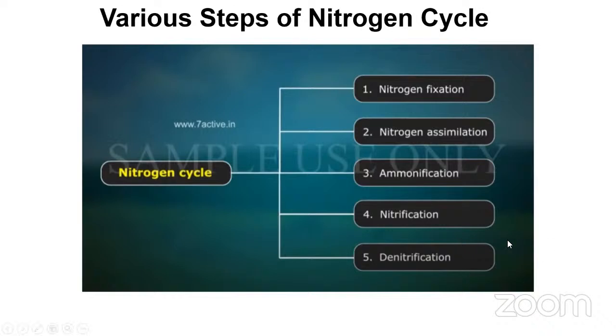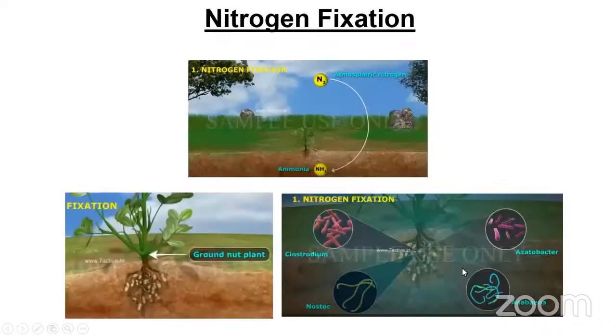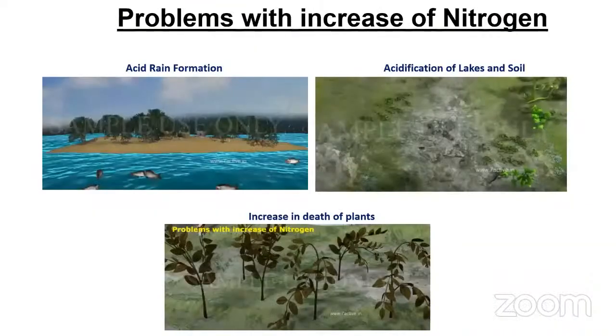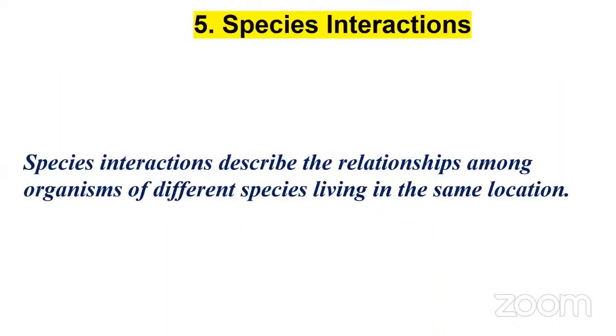This role is played by denitrifying bacteria. Some of the examples which we saw: Thiobacillus denitrificans, Pseudomonas denitrificans, and Micrococcus denitrificans. And then we also saw the problems which will happen when there is an increase in nitrogen concentration in the atmosphere, which will lead to the formation of acid rain, acidification of lakes and soil, which will ultimately lead to an increase in the death of plants.